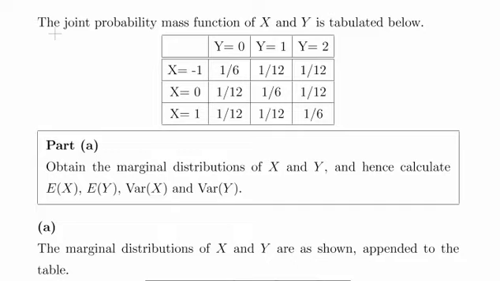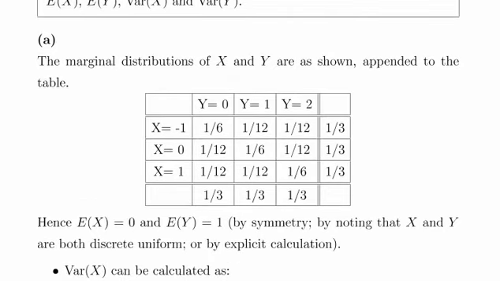So let's scroll down here. The marginal distributions of x and y are shown and appended to the table. Essentially what we do is add up the row totals and column totals of the probabilities. Just a quick example there, 1/6 plus 1/12 plus 1/12. Add that up, we would get 4/12, which is 1/3. And likewise the whole way through. We do that for the column totals as well, and we should check that they all add up to 1.